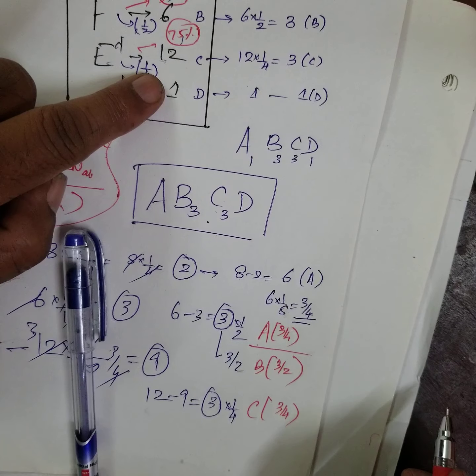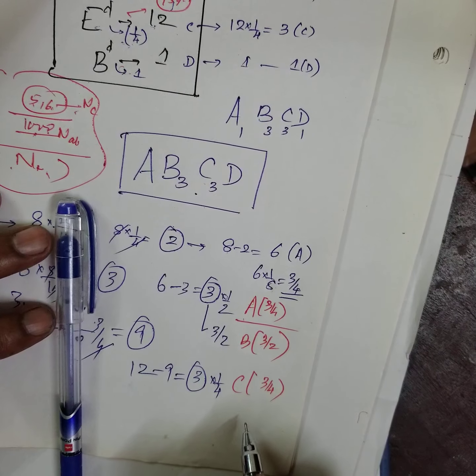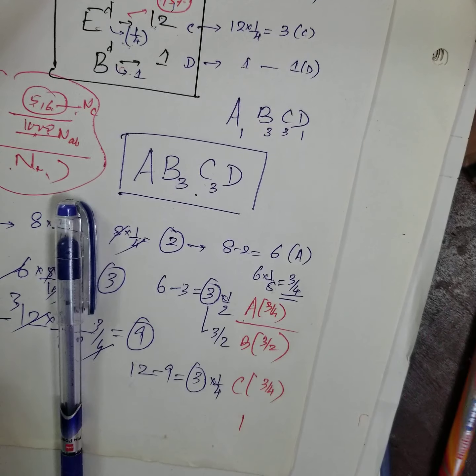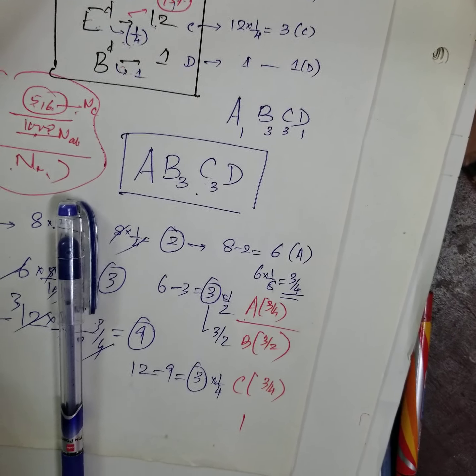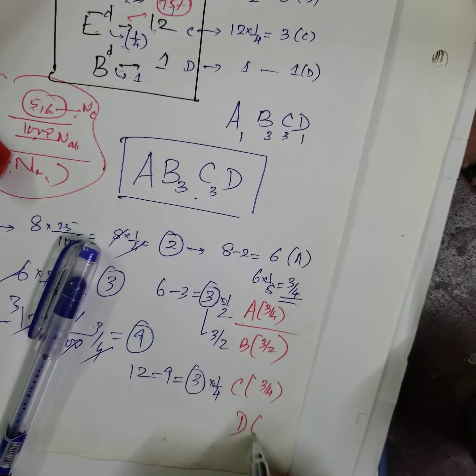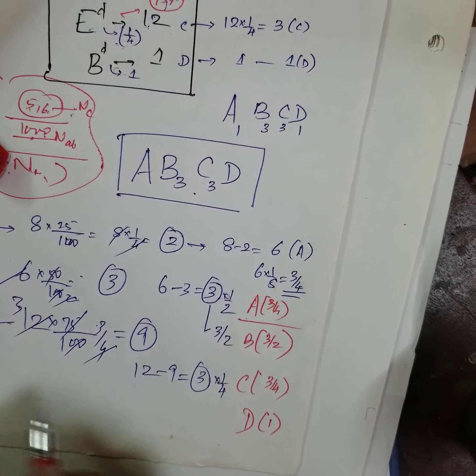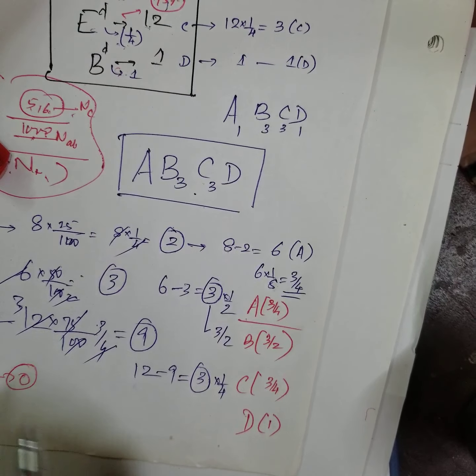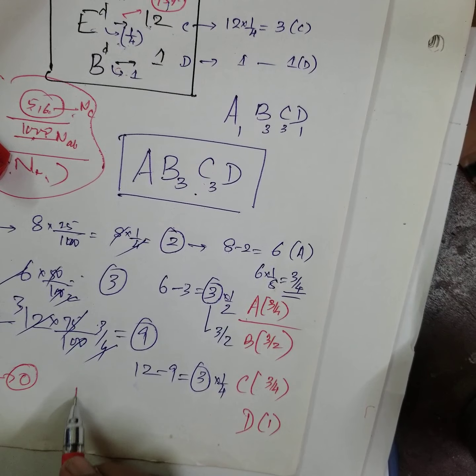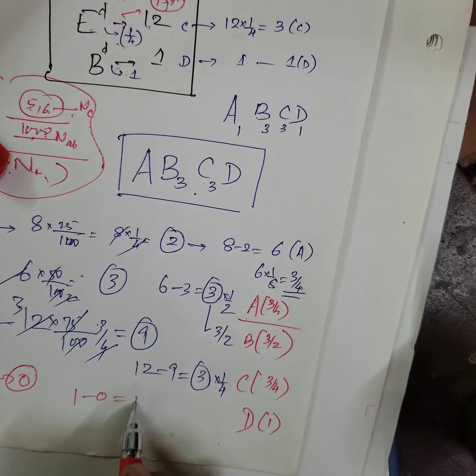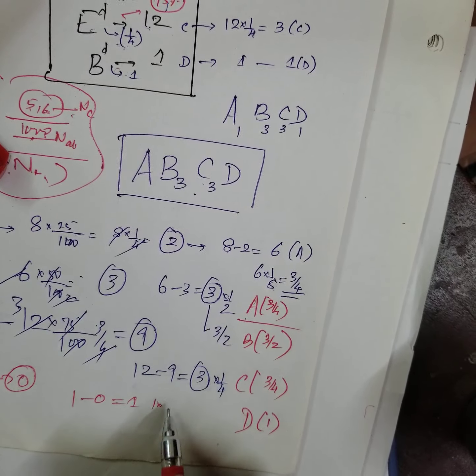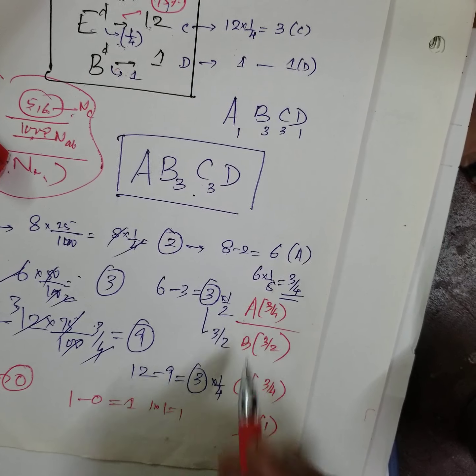D they have not removed, 0. Therefore, D we got, it is 1. Because we are not removing anything from D, existing is 1 minus removed 0 is 1. Therefore, 1. Contribution is also 1. 1 into 1, 1. Like that. Okay.